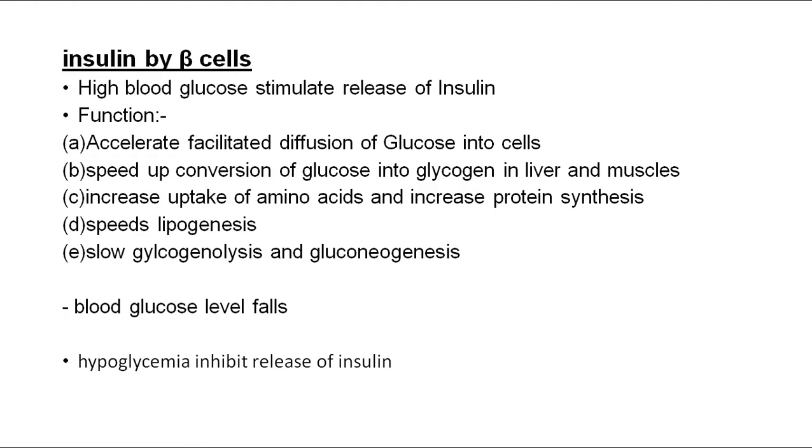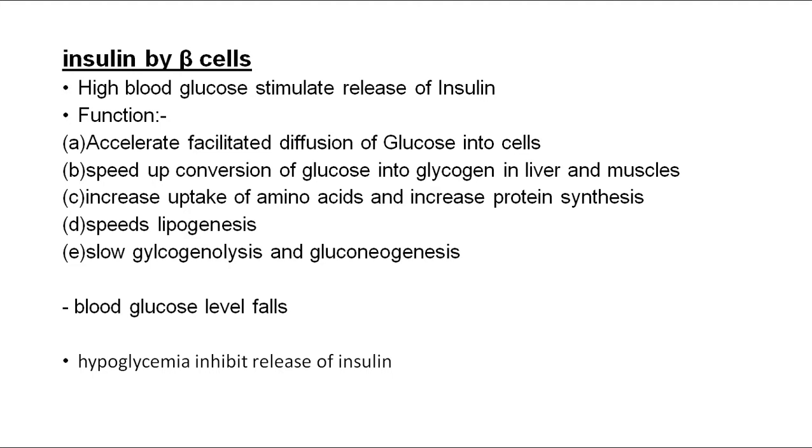In contrast to glucagon, insulin, which is secreted by the beta cells of the pancreas, is stimulated by higher blood glucose. So whenever there is hyperglycemia in our body, so the blood glucose level increases, that itself stimulates the release of insulin from the beta cells of the pancreas.